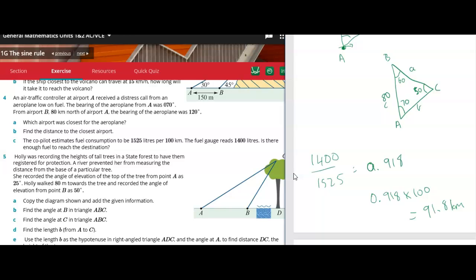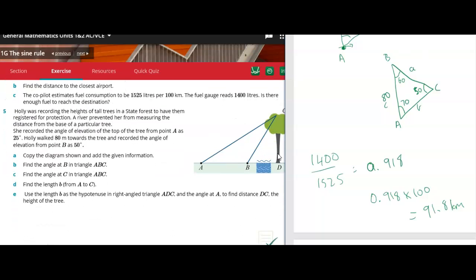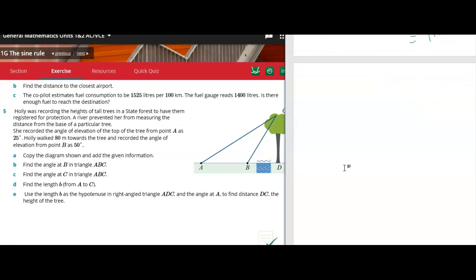And I'm just going to cheat and have a look at the answer. So the answer for the distance for A here is 90.44. So just enough fuel to make the destination, which is good. Wouldn't want to crash an aeroplane. Okay, let's move on to question 5.